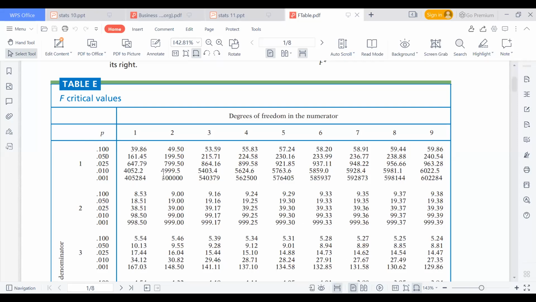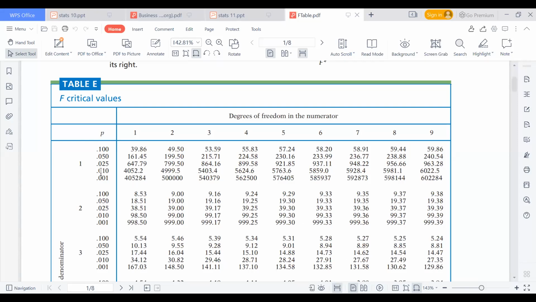And remember, we are testing at alpha equal to 0.02. It means that one of the tails is 0.01. All right, let's keep this in mind. And remember, in the F table, we normally read one of the tails. So let's go to the F table.